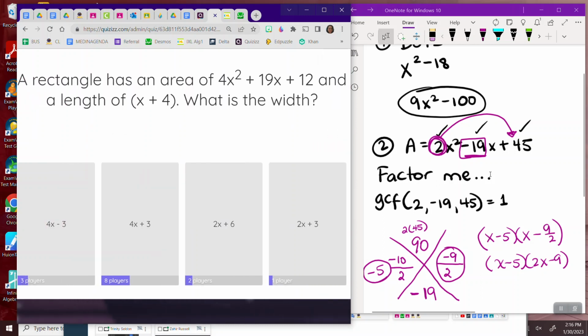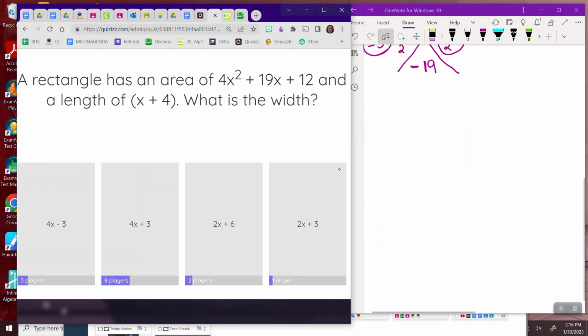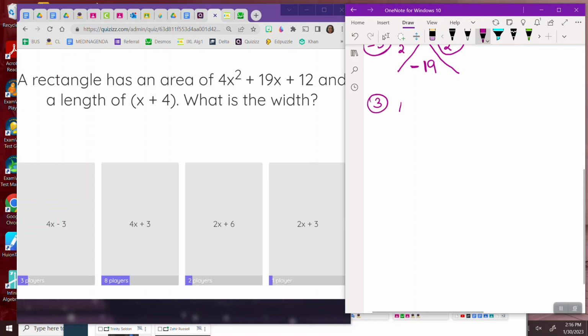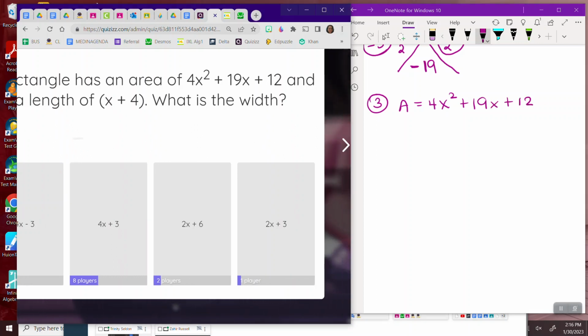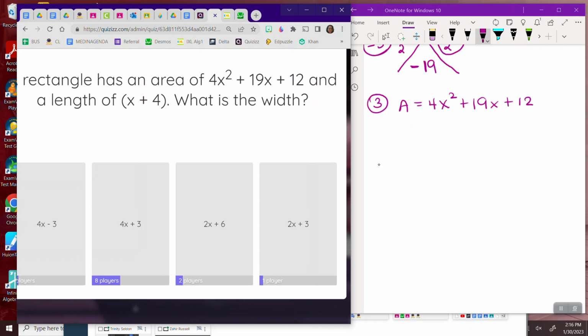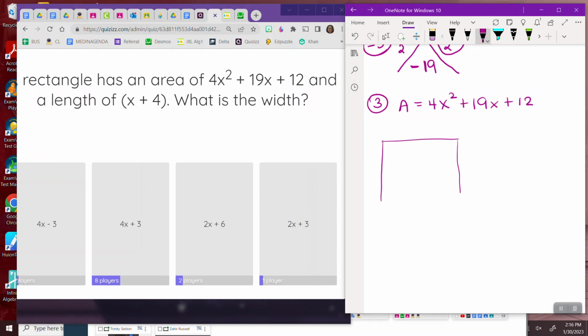All right, this one says a rectangle has this area of 4x squared plus 19x plus 12. And one of the lengths is x plus 4. They want to know the width. Basically, what this is saying in Algebra 1 language is factor me. Clear?